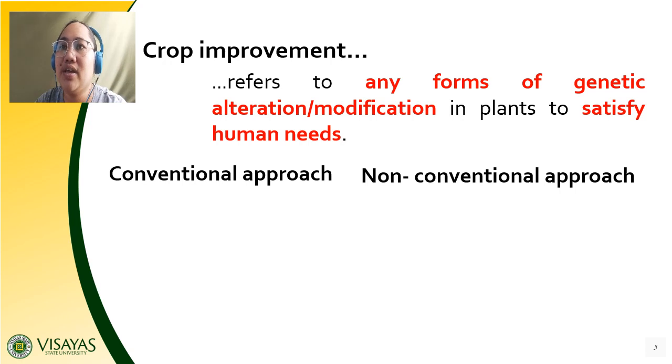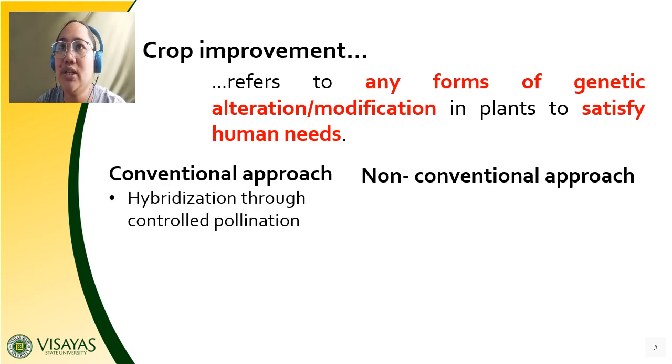Then you have here the non-conventional approach. So this uses cutting-edge technologies for creating variability that is sometimes impossible to achieve with conventional methods. Then, under the conventional approach, you have hybridization through controlled pollination. Then you have plant introduction.